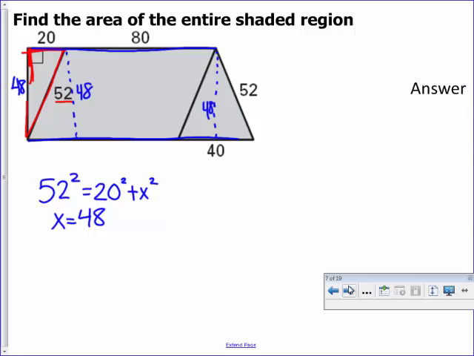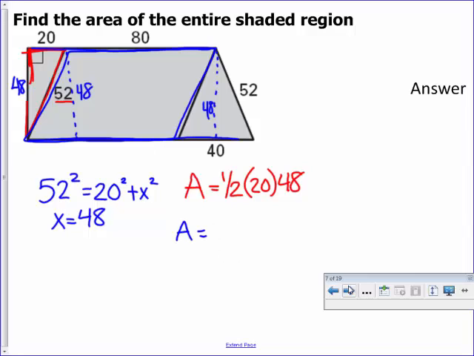So the triangle in red, I'm going to do area equals 1/2 times the base 20 times 48. We're going to find that. And then our parallelogram, I'm going to highlight in blue here. Area equals base 80 times the height 48. And then our last triangle here in green, area equals 1/2. Our base of that is 40 and our height is 48.